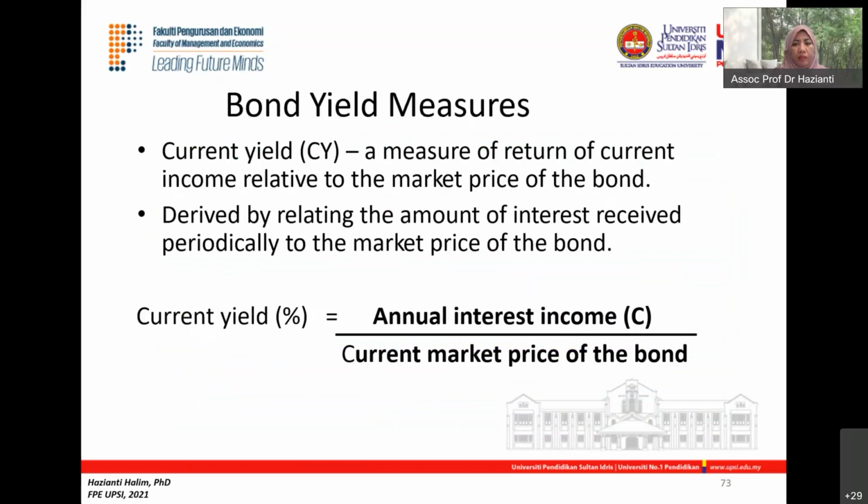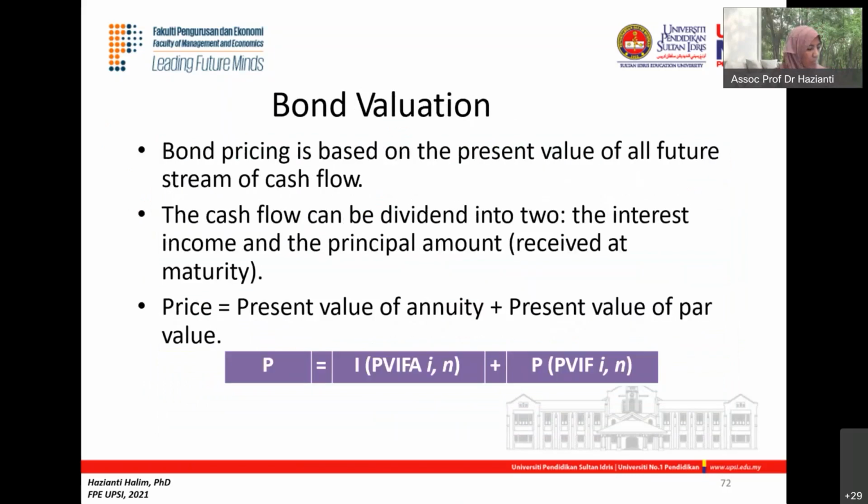Alright, that was bond rating. This one is bond valuation. How do we value, or how do we calculate the bond valuation? I think this one is already covered in your PFM subjects. You learned bond valuation, right? It is based on the present value of all future streams of cash flow. Cash flow can be divided into two: interest income, and also the principal amount, which will be received at maturity. So this is the formula for bond valuation: income plus principal. So price is the present value of annuity plus the present value of par value.